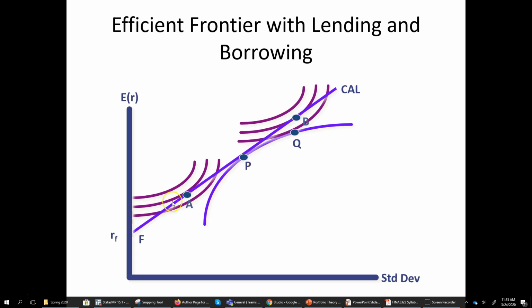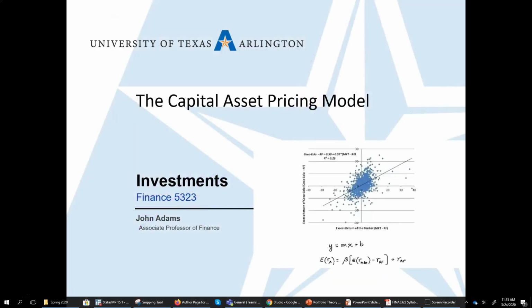Investors will all find that this portfolio right here is the optimal portfolio regardless of their individual utility curves. In other words, regardless of their individual risk-return trade-off preferences. In the next lecture, we will extend this concept to the market portfolio.